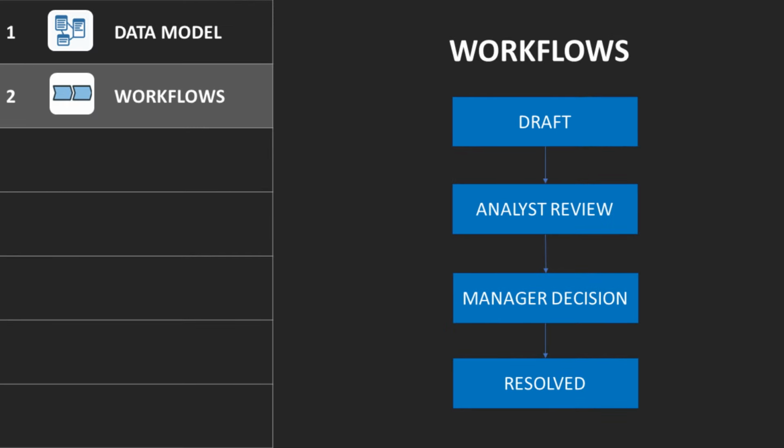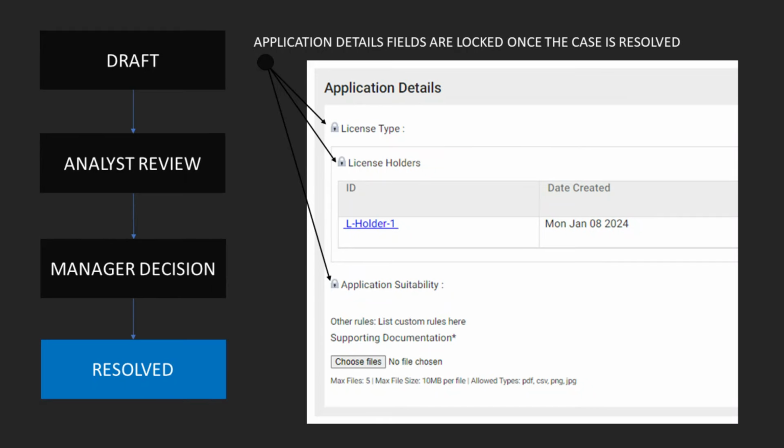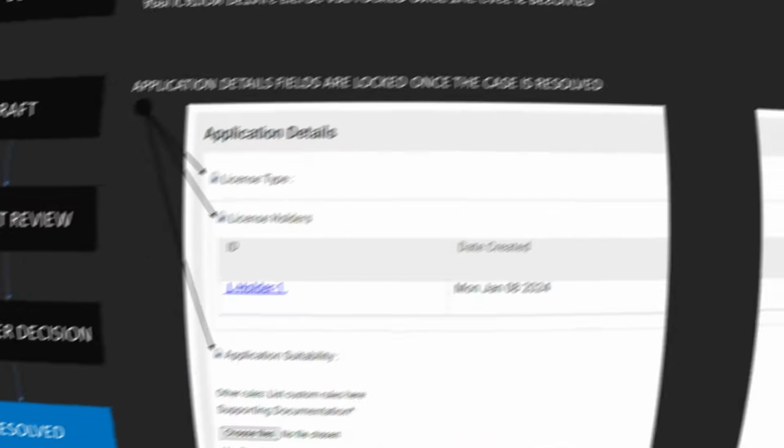Number 2. System workflow. The workflow is the different stages a typical case, incident, or application goes through. For example, a case may go from being in draft to analyst review to resolved. In addition to communicating the current status of a case, each workflow stage will provide different views and actions for different users. For example, at the resolved stage, the applicant can't edit the case details. They can only view them. It is therefore critical that the workflow stages are well defined and meaningful.